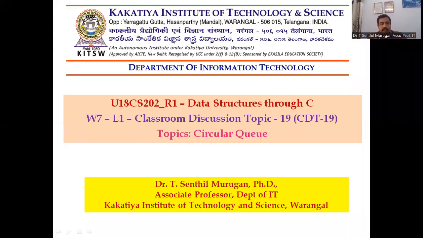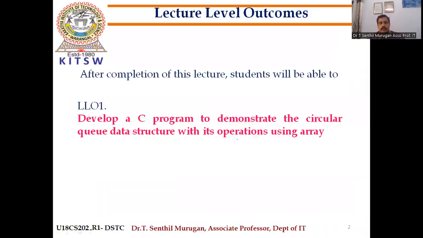So dear students, this is week 7, lecture 1, classroom discussion topic 19. The topic is circular queue. Before going to discuss the topic, we must discuss the lecture outcome of this particular lecture hour. After completion of this lecture, the students will be able to develop a C program to demonstrate the circular queue data structure with its operations using an array.